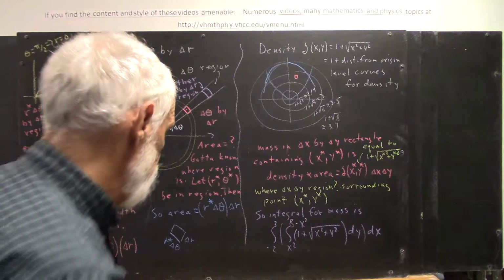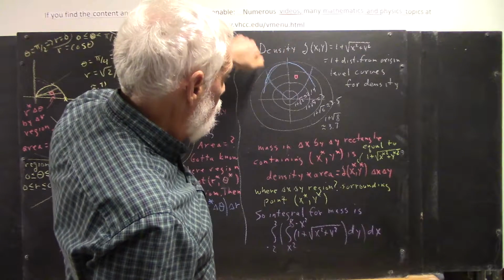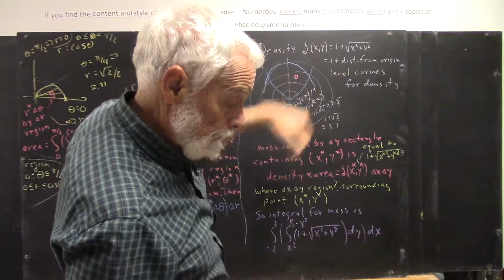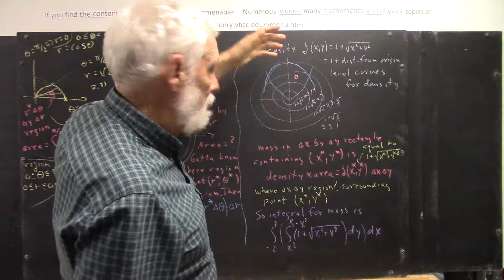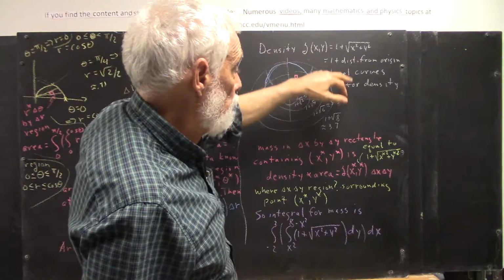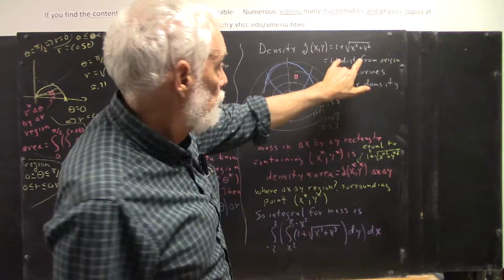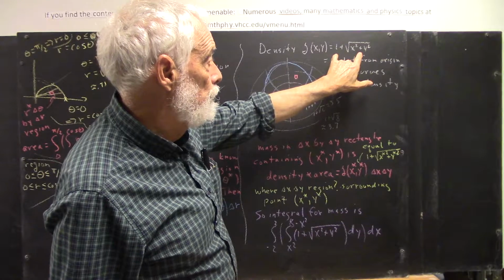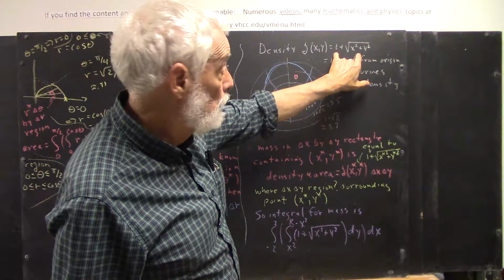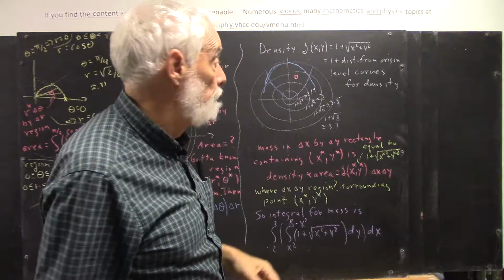Now if we have a density function, remember we have our y equals x squared, our y equals 8 minus x squared curves represented badly in blue here. And we've got a density function. Now I've sketched level curves for this density function. The density is 1 plus the square root of x squared plus y squared. Now how does that function behave in the plane?